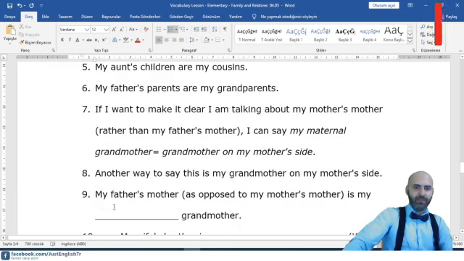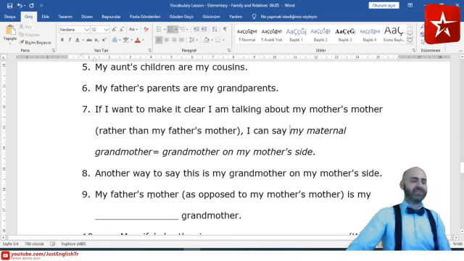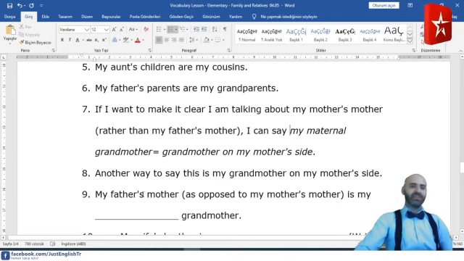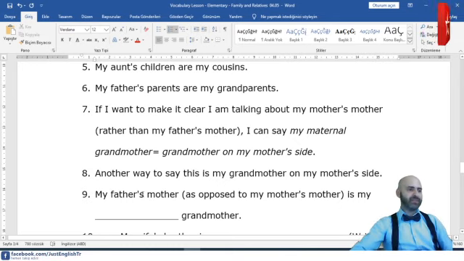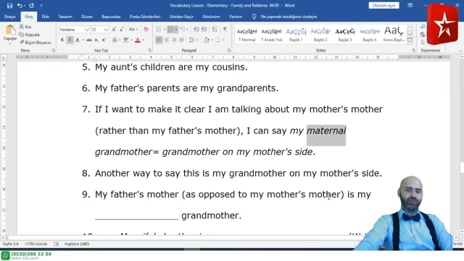Question number 9. My father's mother is my... Sorry, Ayfer. Yes, maybe this is a little bit difficult for elementary level. Okay, this one, my father's mother. We already said my mother's mother was maternal. What do you think is father's mother?